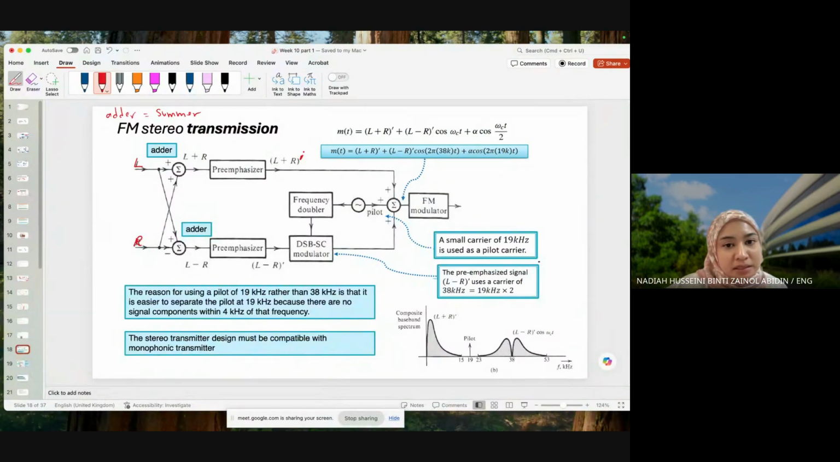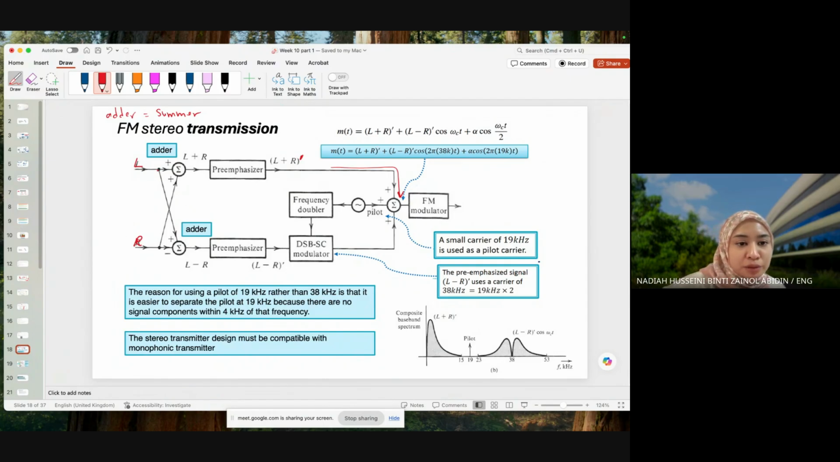After it is pre-emphasized, we denote this with an apostrophe. So L plus R is now L plus R with an apostrophe to indicate the difference. At this point, the higher frequencies are amplified, as we have discussed for pre-emphasis. Then this is transmitted over here to another adder circuit.